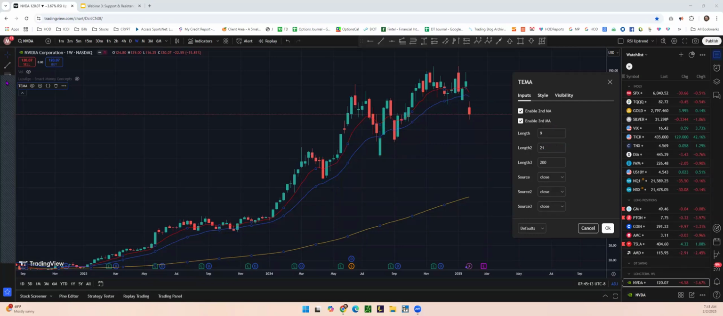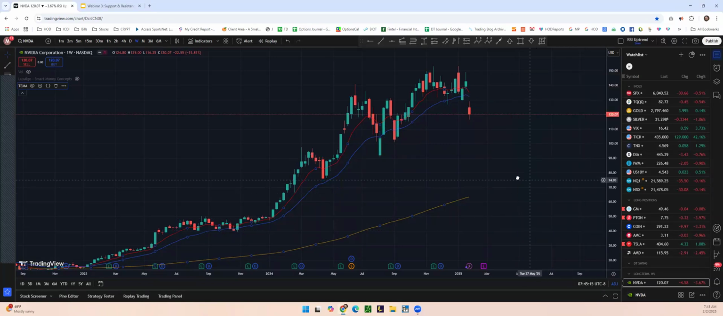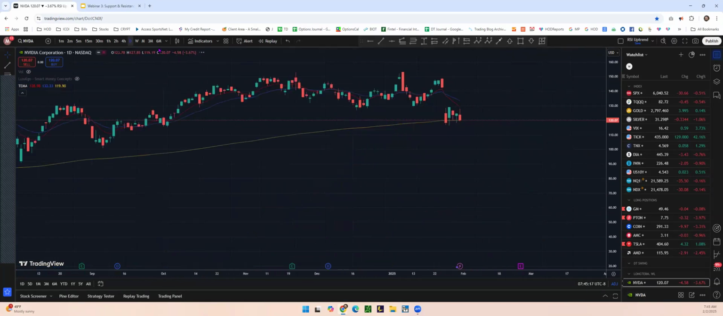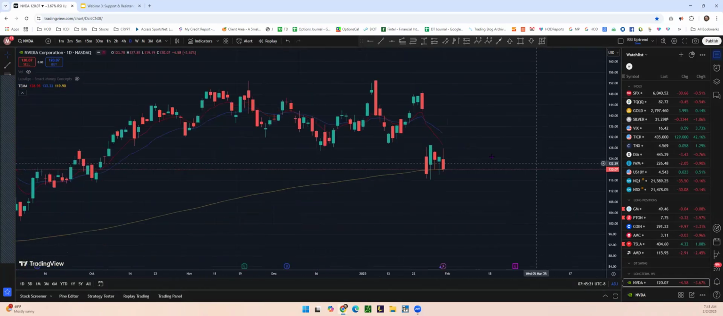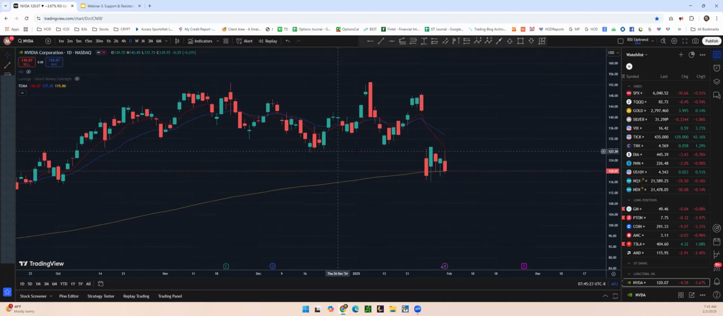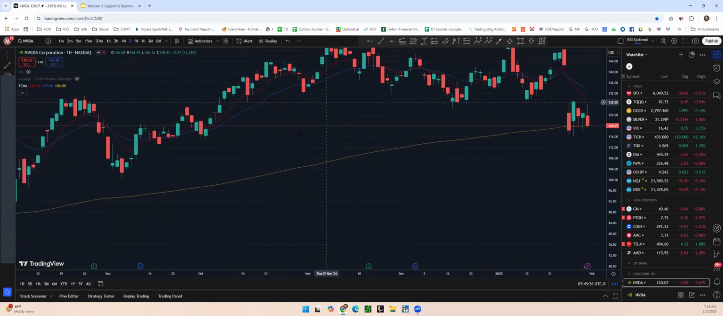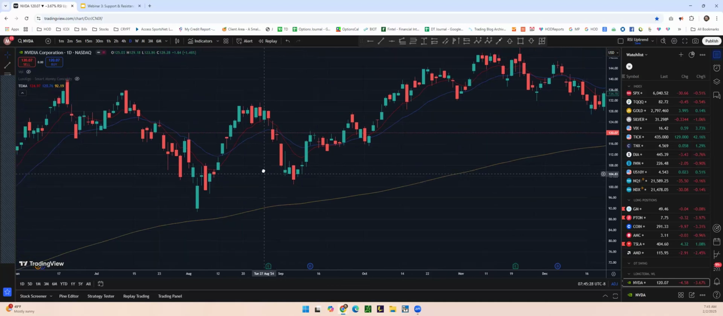I don't need to do it in a different color. Moving average crosses happen all the time. Let's go to a lower chart. This is a daily chart, right? Now, if you look at the daily chart, moving averages, okay, there you go.